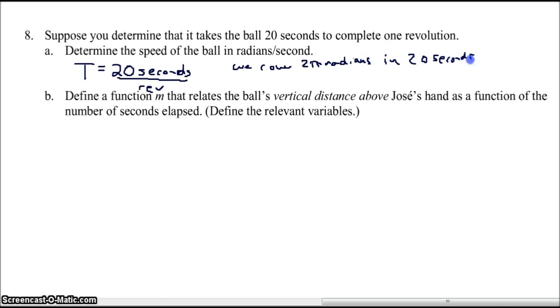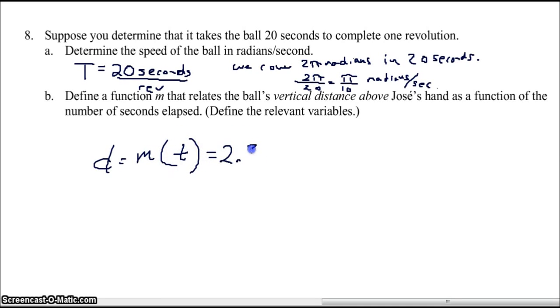So the speed is just the number of radians per second, 2 pi divided by 20, or pi over 10 radians per second, or pi radians every 10 seconds. Define a function m that relates the ball's vertical distance above Jose's hand as the function of the number of seconds that have elapsed. 2.3 sine of pi over 10 t. You could have 2 pi over 20 or a decimal form times t. Thanks.